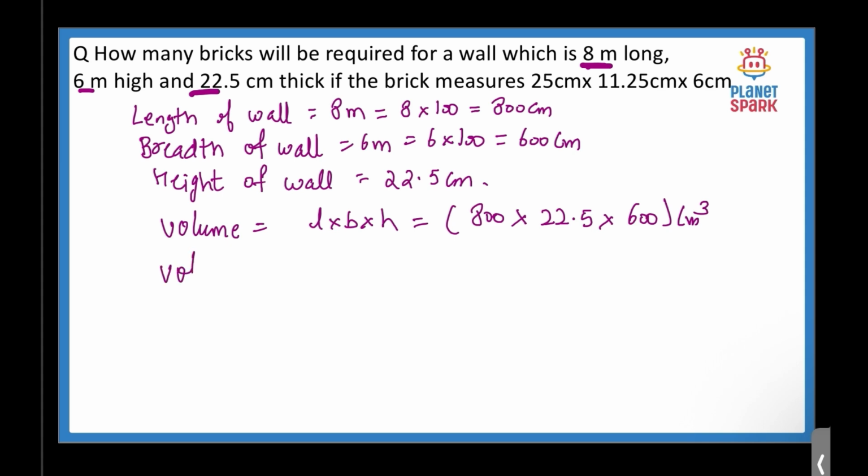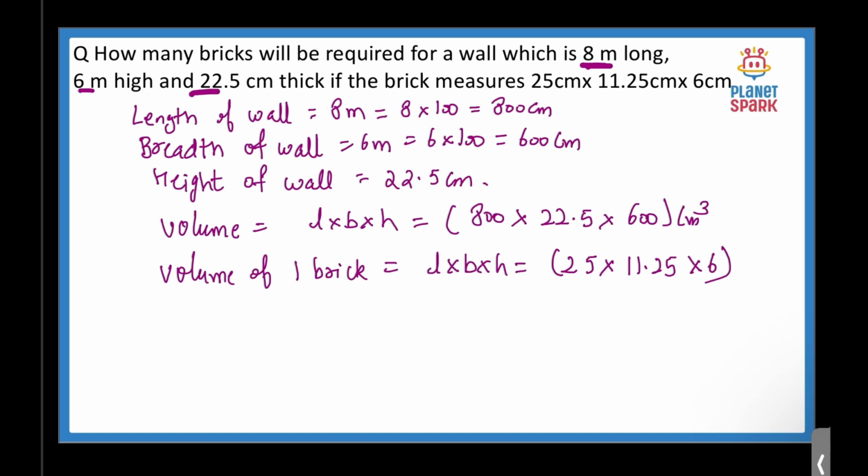So volume of the wall is L into B into H, that is 800 into 22.5 into 600 centimeter cube. Now I have converted everything into centimeter. Volume of one brick is again cuboidal in shape, so that is L into B into H, which is 25 into 11.25 into 6 centimeter whole cube. Now I have not multiplied the answers over here because I want to find out number of bricks.